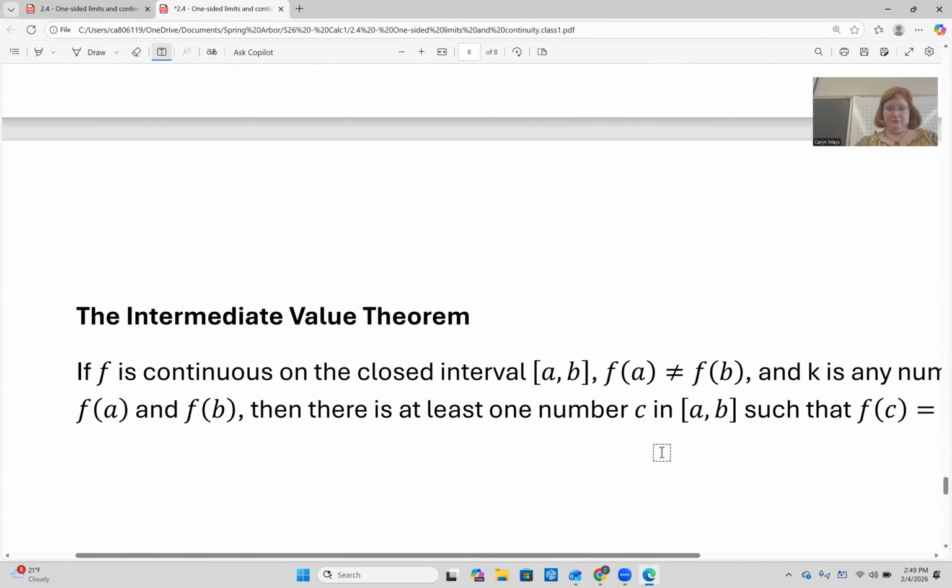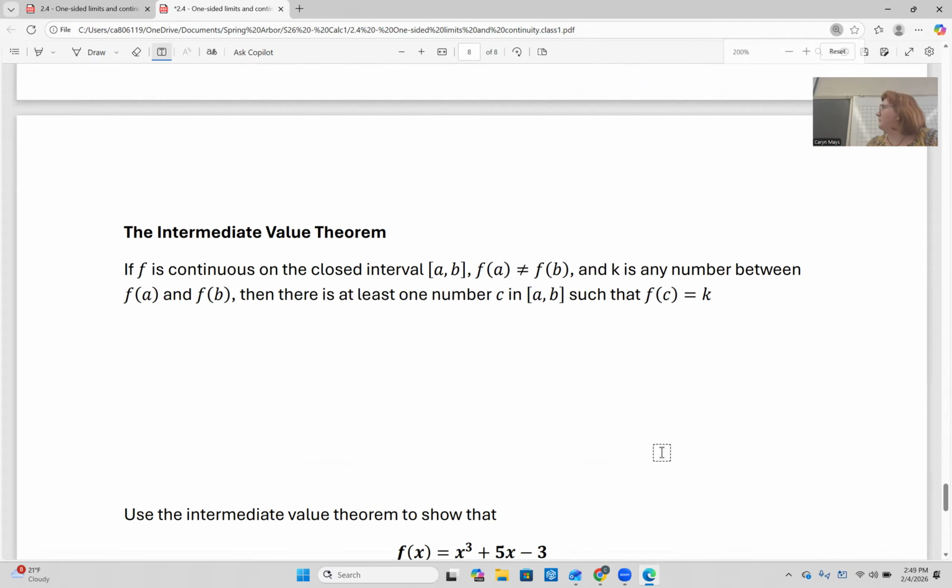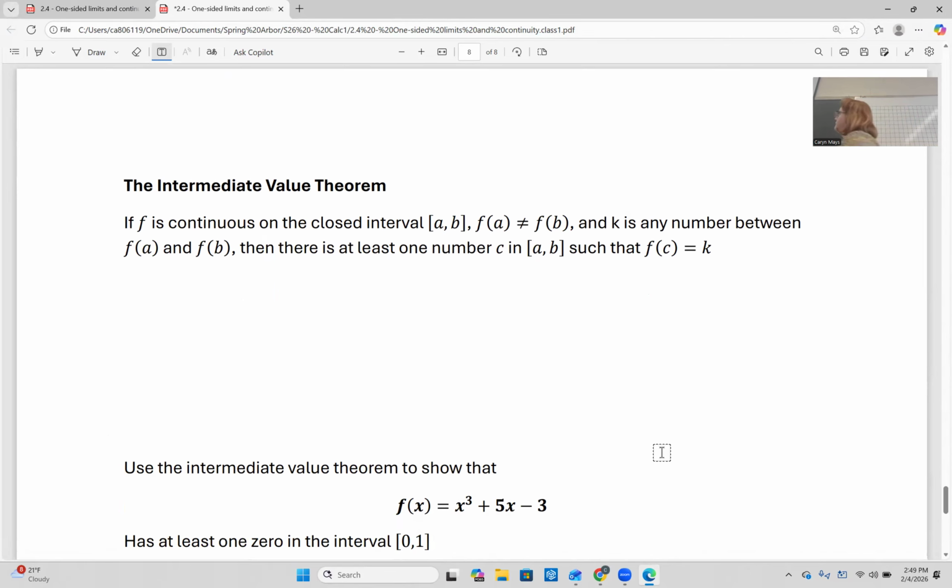And then last theorem of 2.4, before we get into 2.5, is the intermediate value theorem. It says if f of x is continuous on the closed interval a to b, and f of a is not equal to f of b, and k is any number between f of a and f of b, then there is at least one number c in a, b, such that f of c equals k.